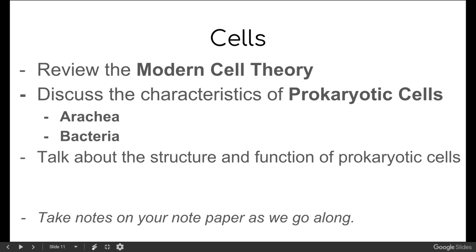The two types of prokaryotic cells are archaea and bacteria, and we'll talk about both of those. And then we're going to talk about the structure and function of prokaryotic cells. So remember, once we start talking about prokaryotic cells, that's when you're going to take notes. And I'll remind you again when we get to that point that you need to take notes. When we are reviewing the modern cell theory, you do not need to be taking any notes.